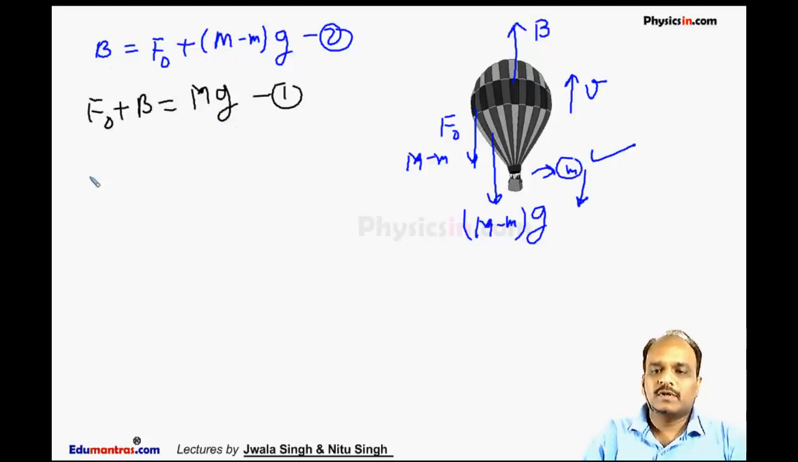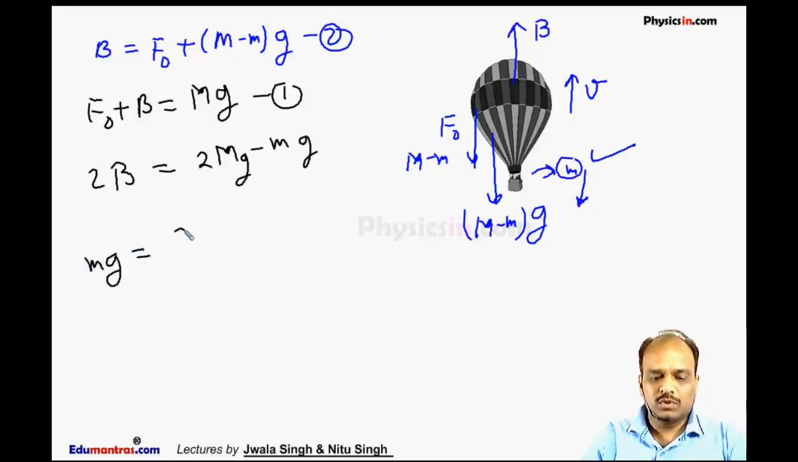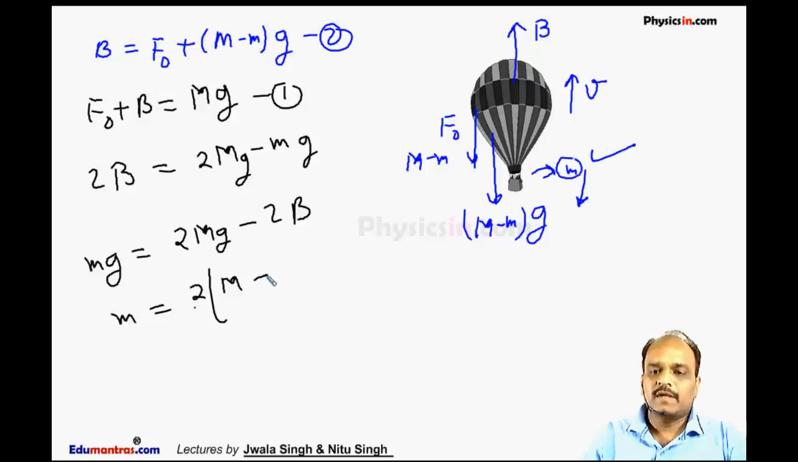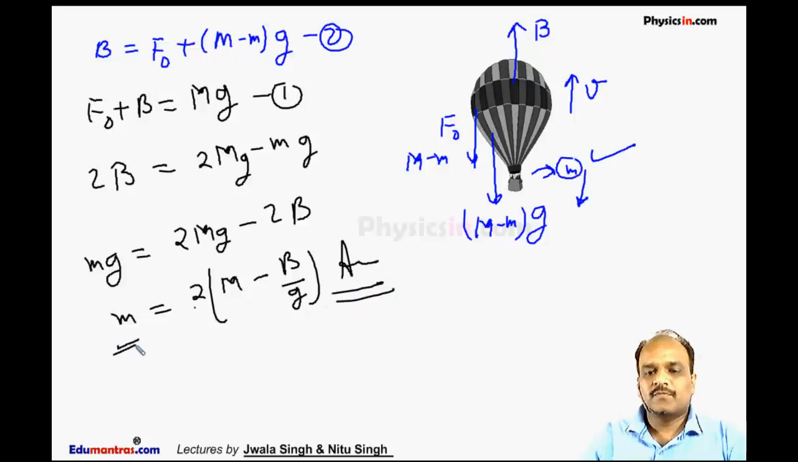If we add these two equations, we get 2 times the buoyant force is equal to 2 times capital M minus small m into G. So from here we can say m into G must be equal to 2 times capital M G minus 2 times the buoyant force. So small m comes out to be 2 times (capital M minus B by G). So this is the answer, the mass which must be dropped from the balloon.